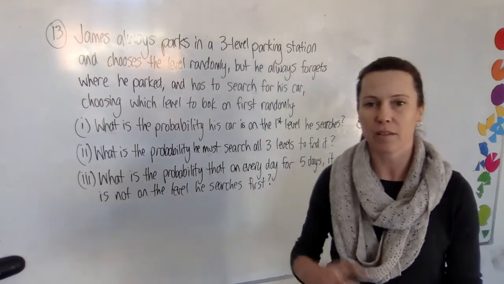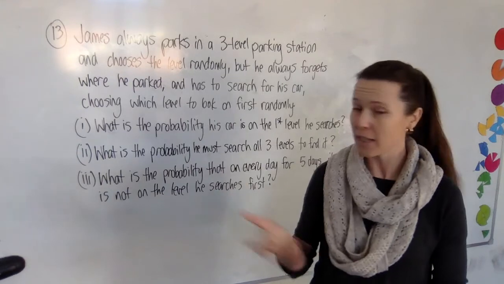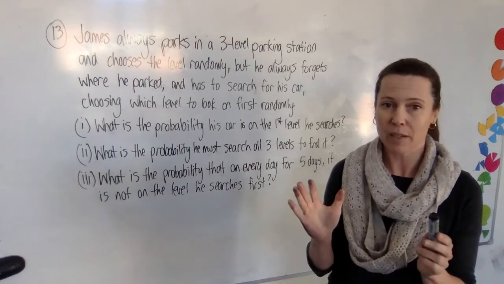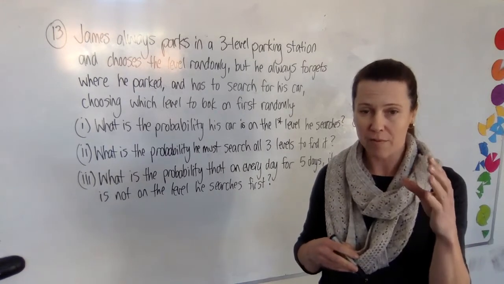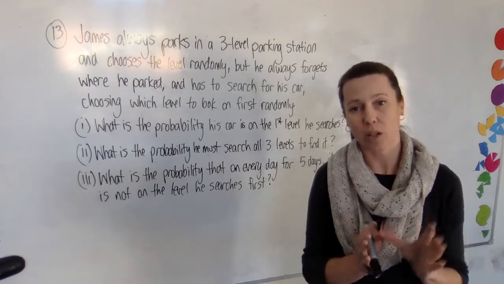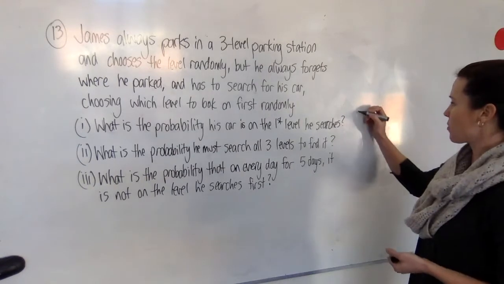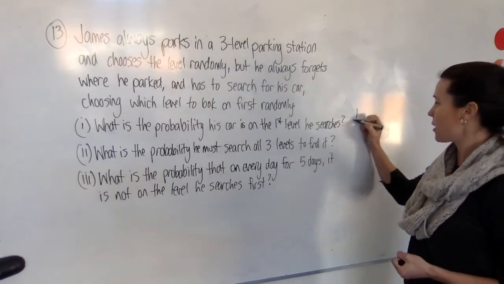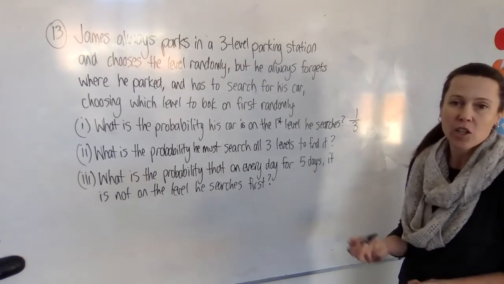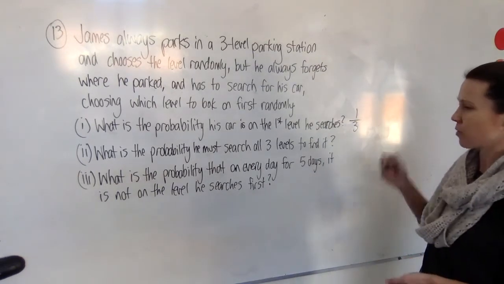Well, this is one to not overthink. There's 3 levels and his car is only on one of them, so your basic probability formula says what's the number of favourable outcomes over what is the total number of outcomes. So there's one favourable outcome, there's only one level that has his car on it, and there's 3 to choose from. So the chance that he gets it right first time is 1 out of 3.